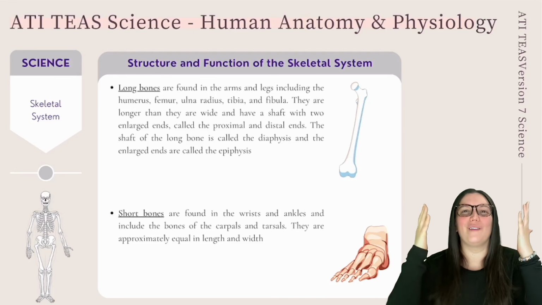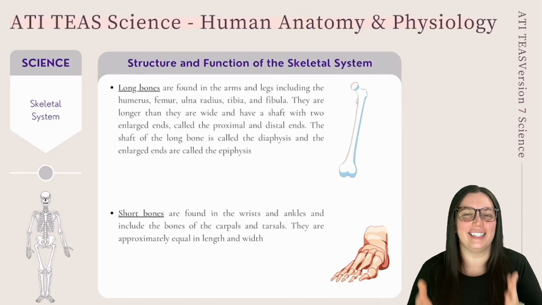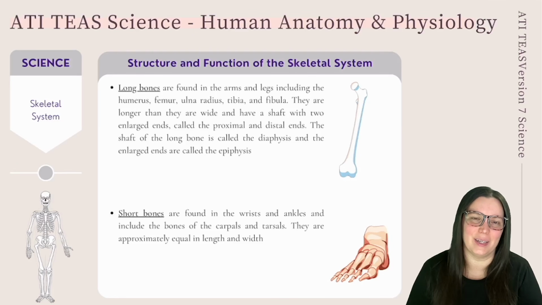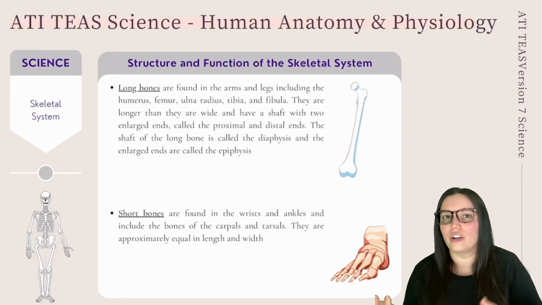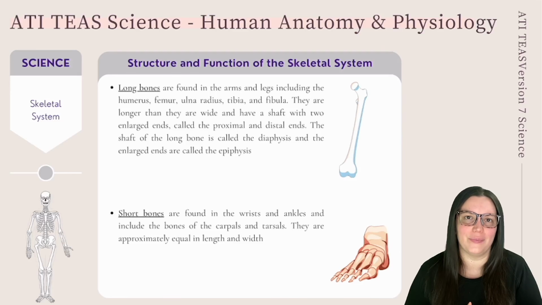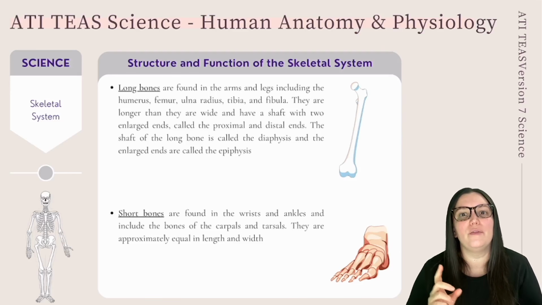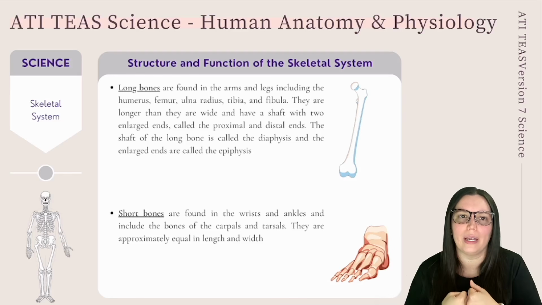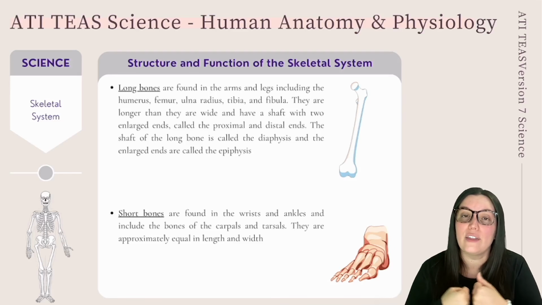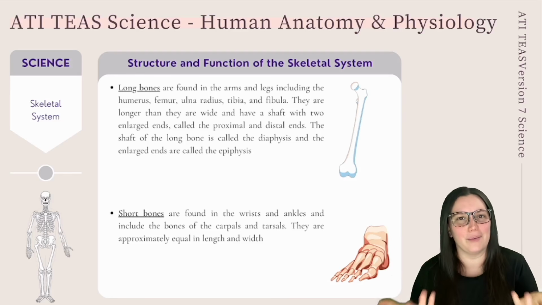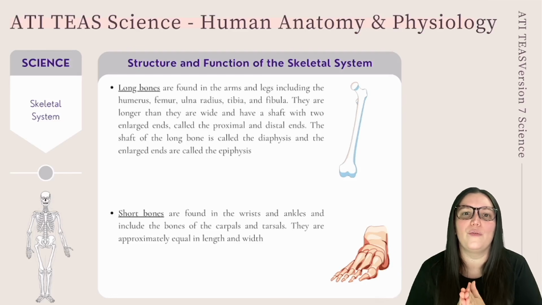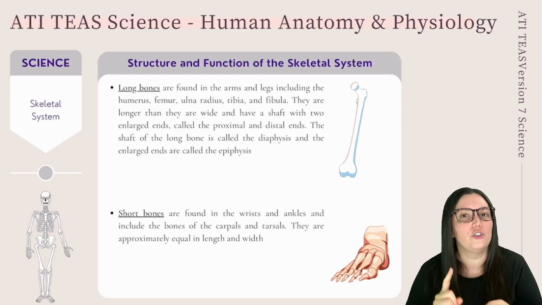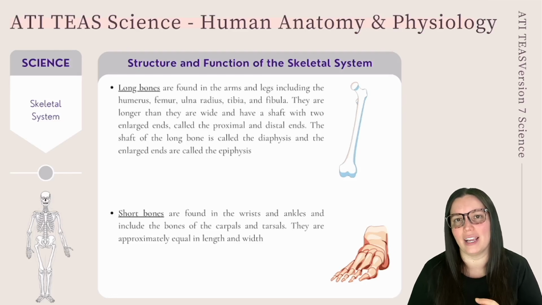So let's move on to our very last body system, and that is the skeletal system. So really, what is the overall structure and function of this system? Well, the skeletal system is made up of bones that are connected by joints, and the bones are held together at those joints by ligaments. So bones come in four major types. We have long, short, flat, and irregular.